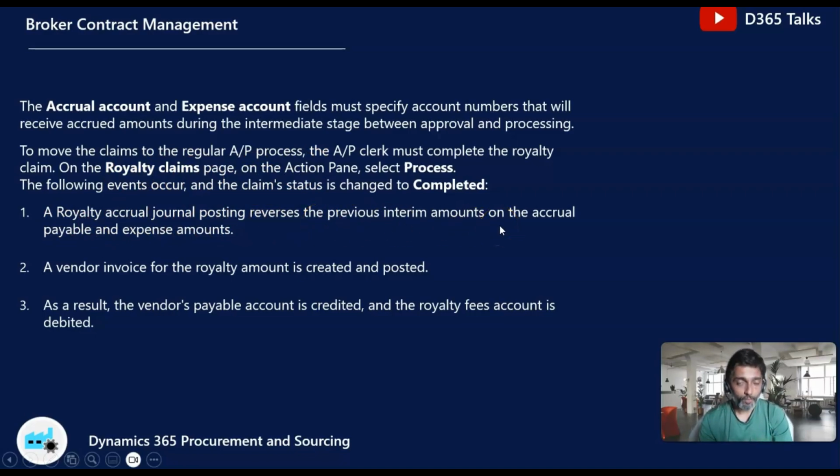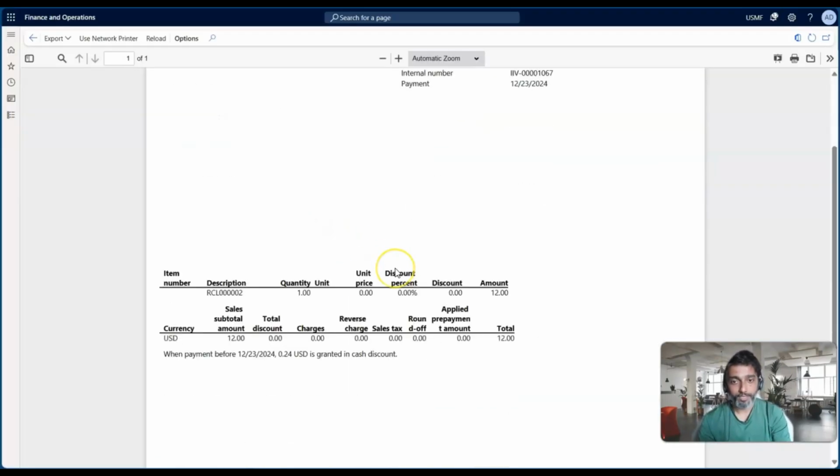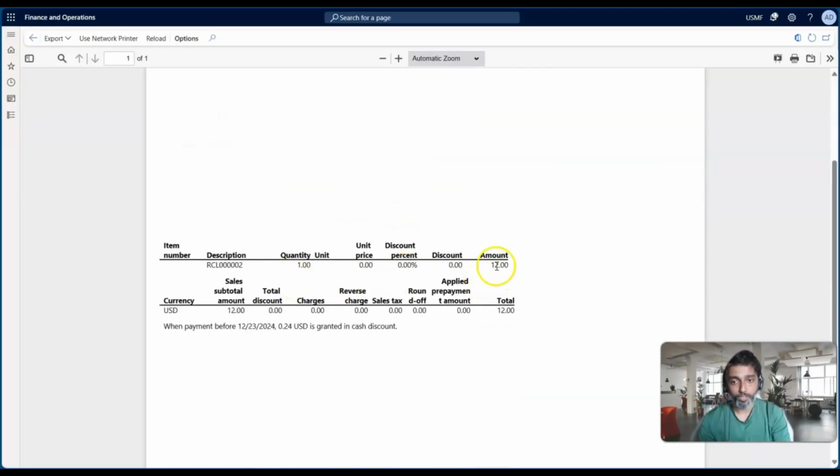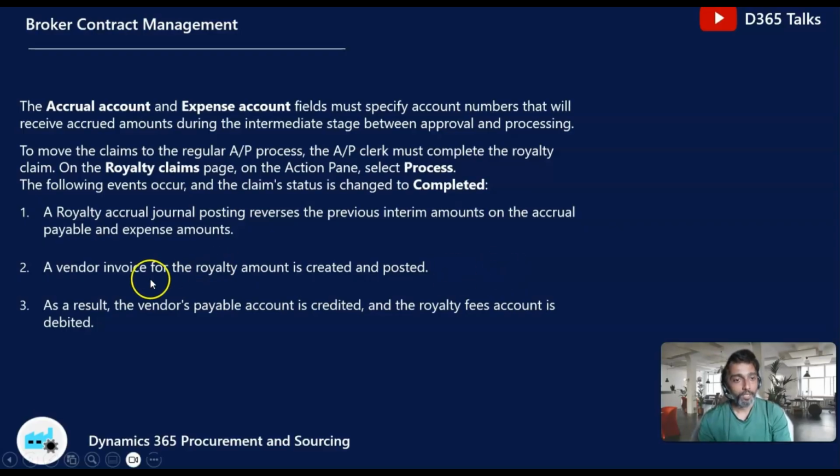So that's what we saw. It reverses, there is a negative transaction from the expense account, and then a vendor invoice for the royalty amount is created. So let's go back to the screen. You can see the vendor invoice for the $12 got generated. And as a result, the vendor payable account is credited and the royalty fees account is debited. This process is very similar to what we have seen in the case of vendor rebate agreement, broker contract management, and royalty management.